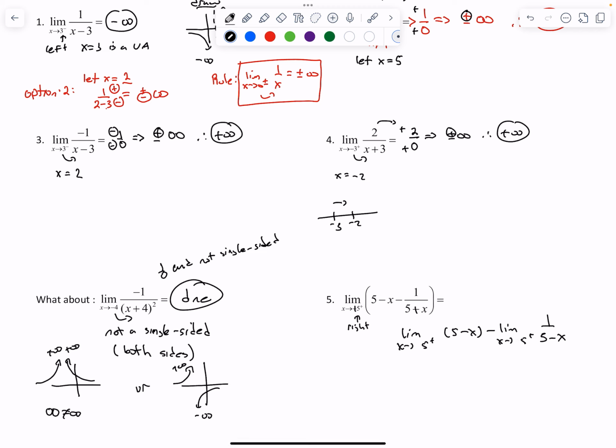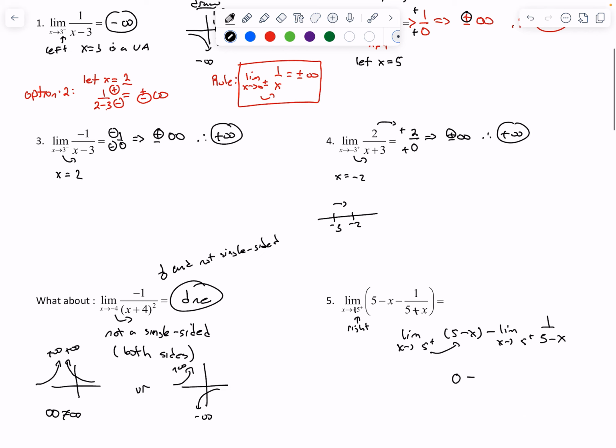There we go. All right, so if we plug in 5 here, we're going to get 0. 5 minus 5 is just 0. That's just our substitution technique. Minus, plugging in the 5 here is a little bit trickier. I get that 1 over 0. So remember, this is either plus or minus infinity right here. I just have to determine positive or negative.